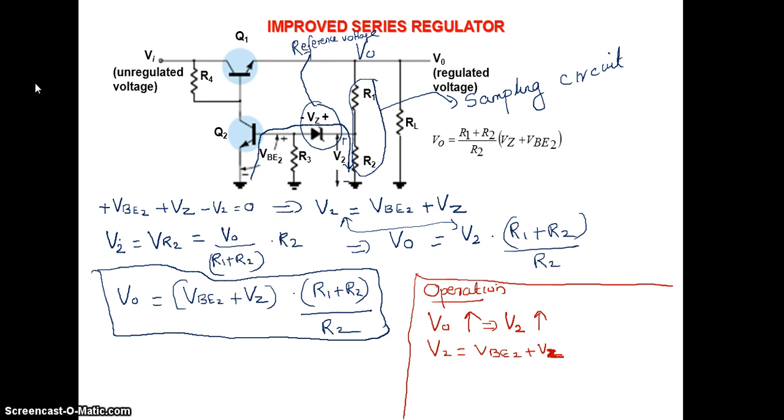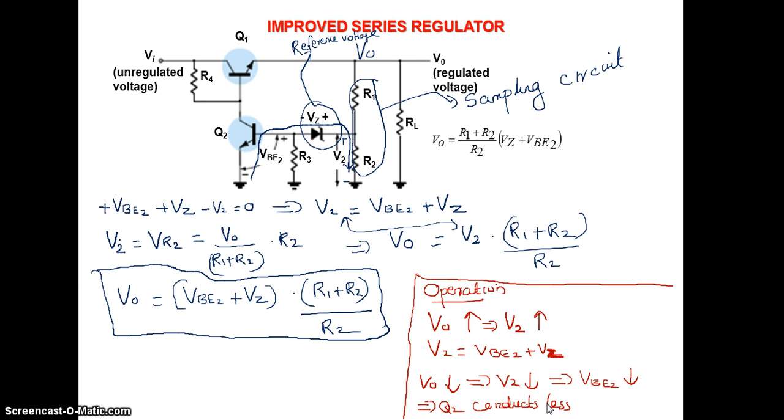Now next case. Suppose your VO decreased. VO decreased implies that V2 decreased. So V2 decreased means VBE2 also decreased. So transistor Q2 conducts less.